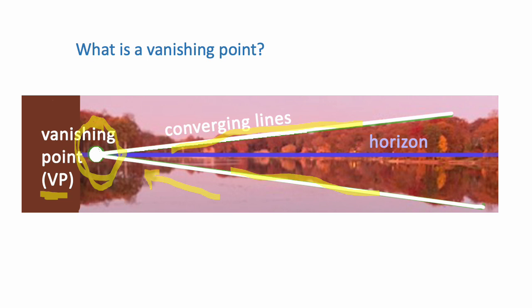Now, what if we didn't know where the horizon was located, and we could instead find this vanishing point? Well, then we would know that the horizon is the horizontal line that goes through that vanishing point.